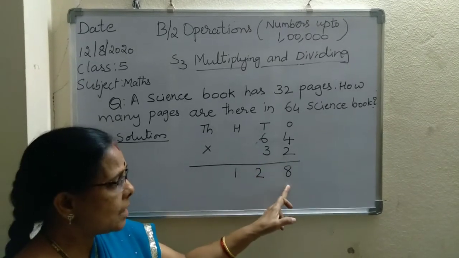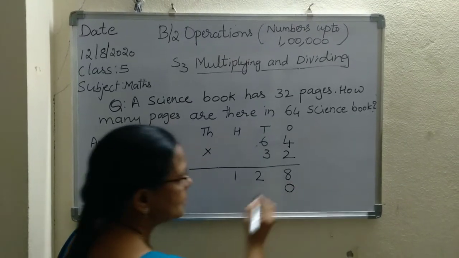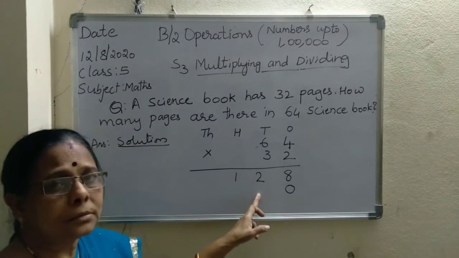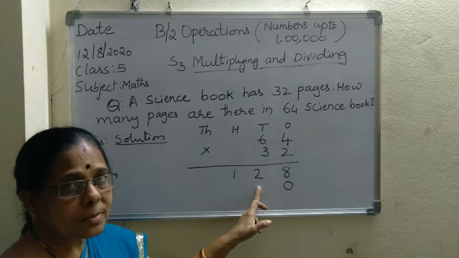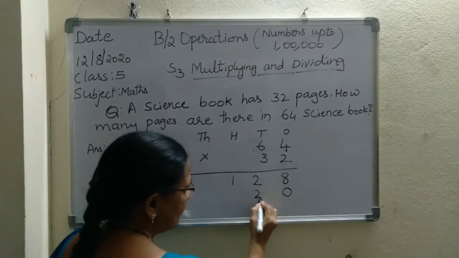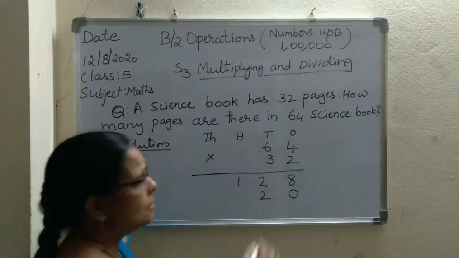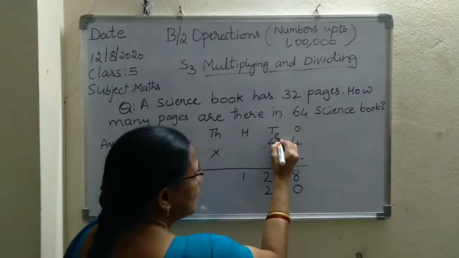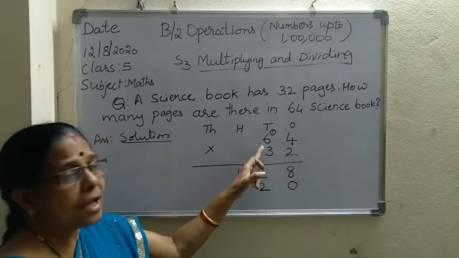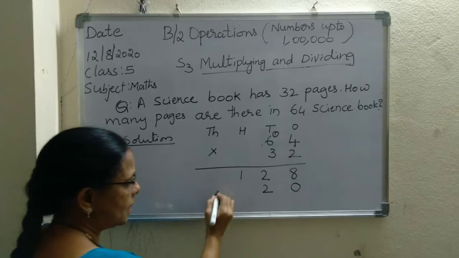So here this is the ones place, so we'll write 0 here. We'll start with the tens place. 3 fours are 12. So this 12 we'll write here. We'll regroup in the tens place. 3 sixes are 18. 18 plus 1 is 19.